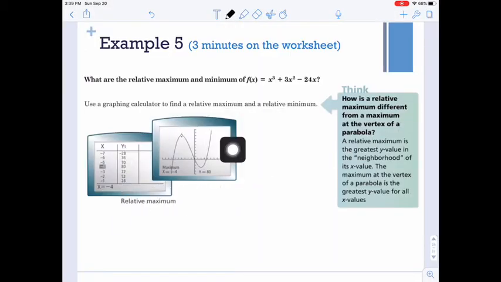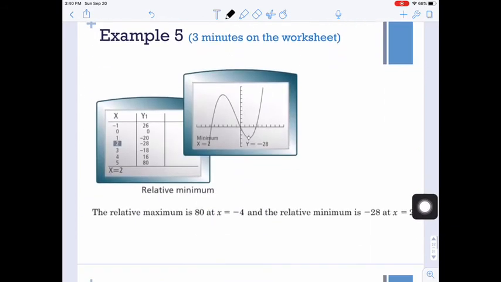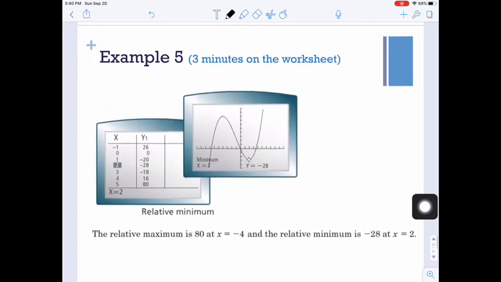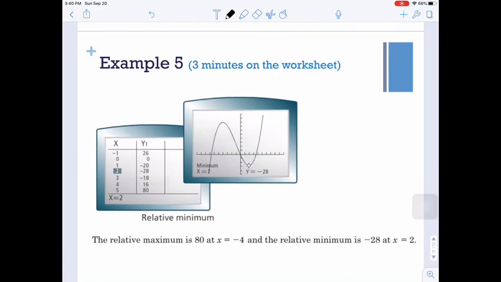Now the book shows you this exact same idea with a graphing calculator. You can of course use the table to examine the values, and once you see the graph, you can look at the table. However, on the graph, you can also use the max and min values, and you just click left and right and it'll tell you the max and min of that area. And this is just showing you the minimum. So again, the final answer would be the relative maximum is 80 at x equals -4, and the relative minimum is -28 at x equals 2.